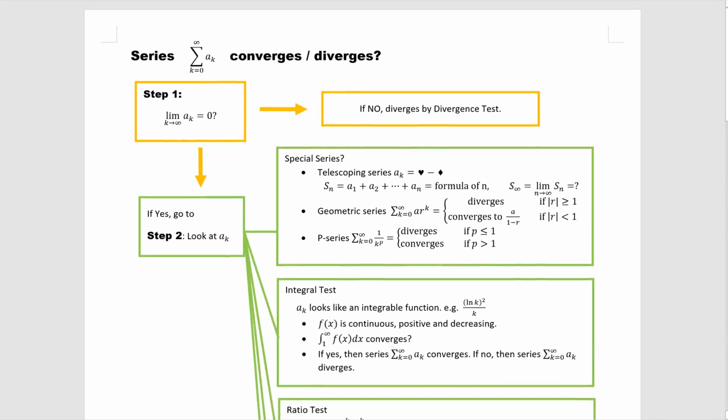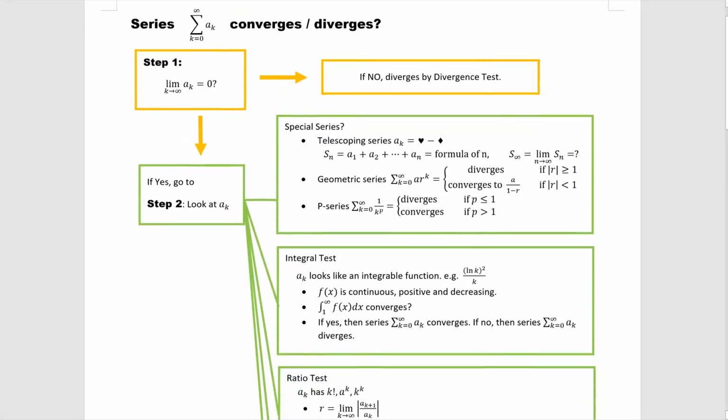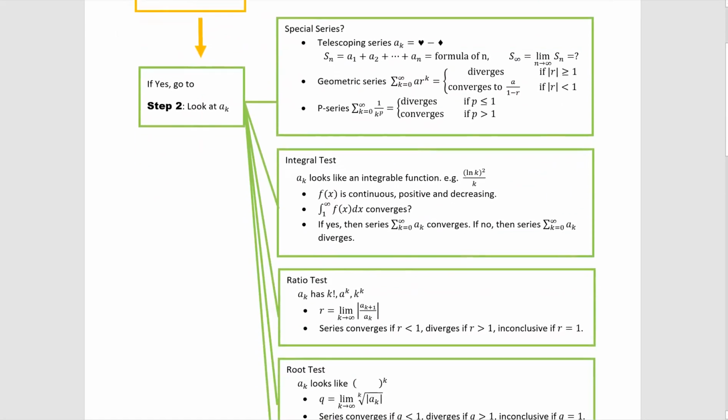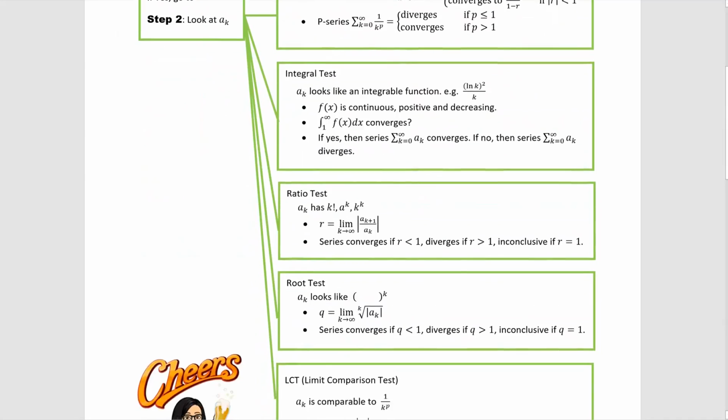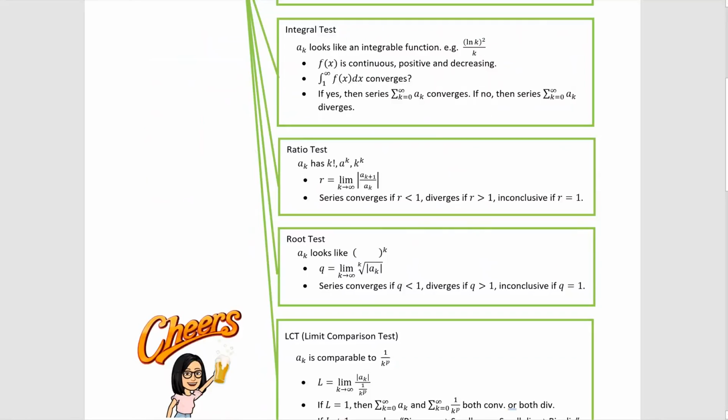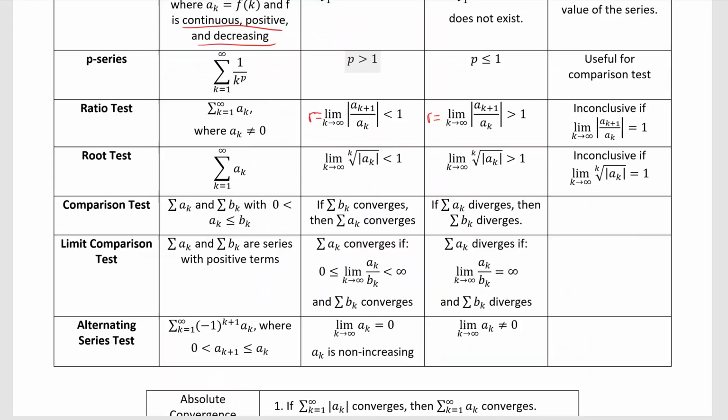I mean these maps. Okay, it gives you first step, second step, and when to use the integral test, when to use the ratio test, when to use the root test, when to use the limit comparison test. So follow that map.